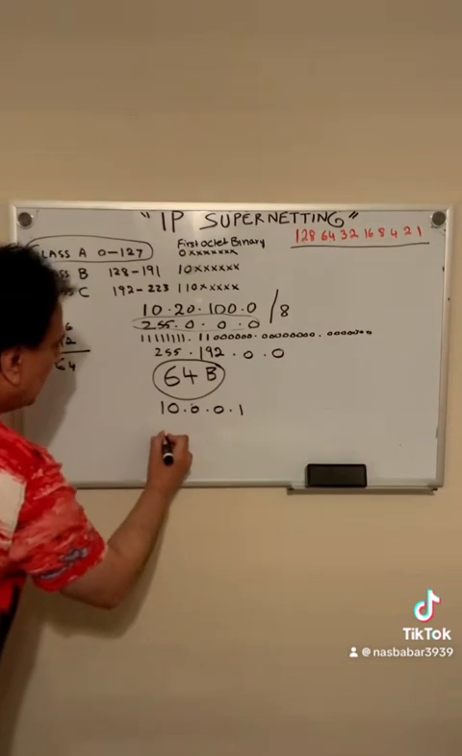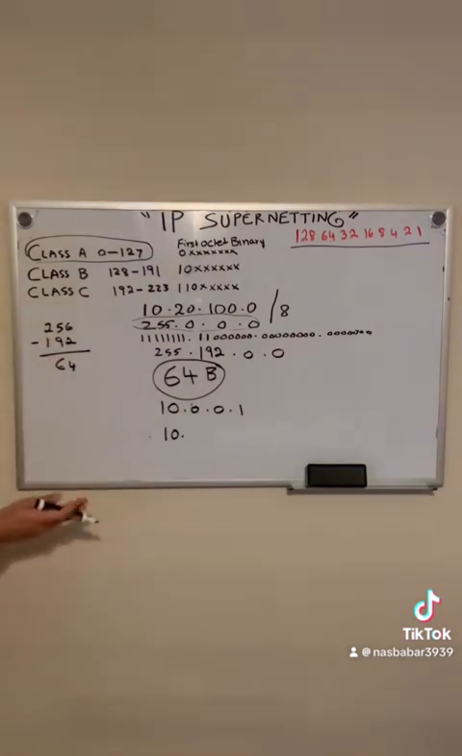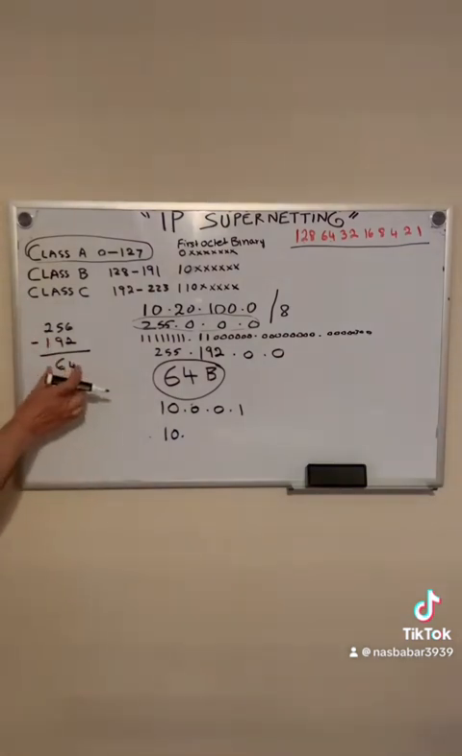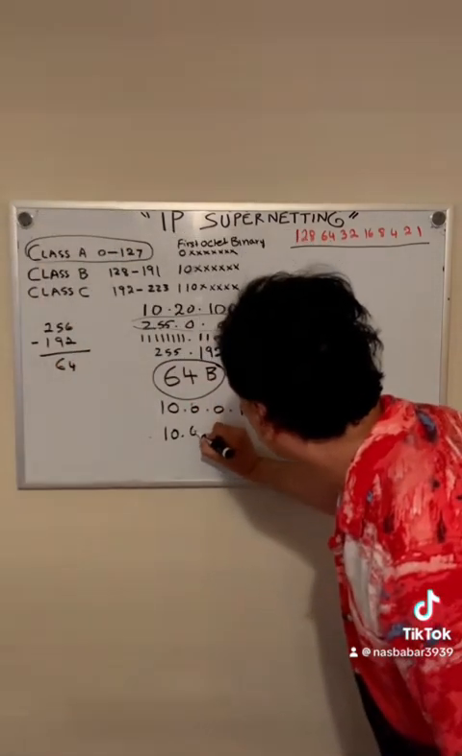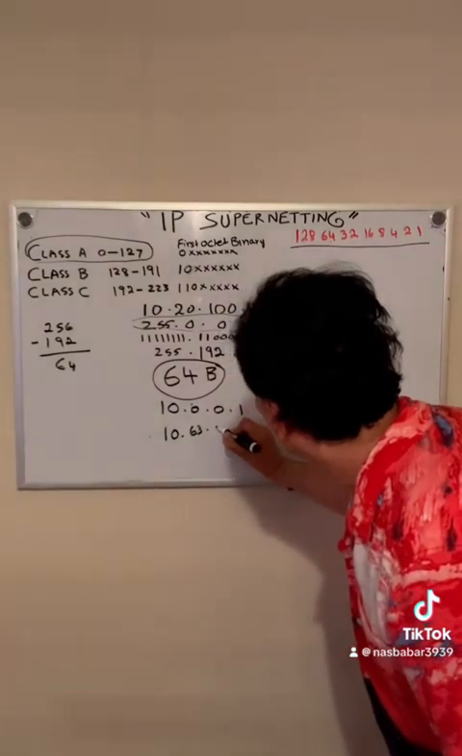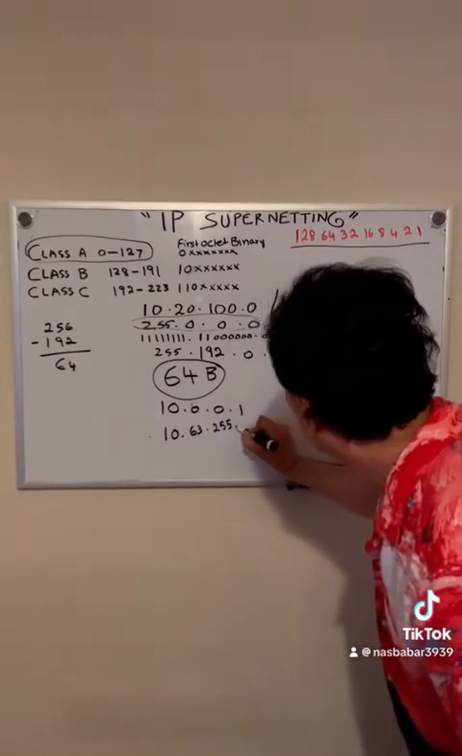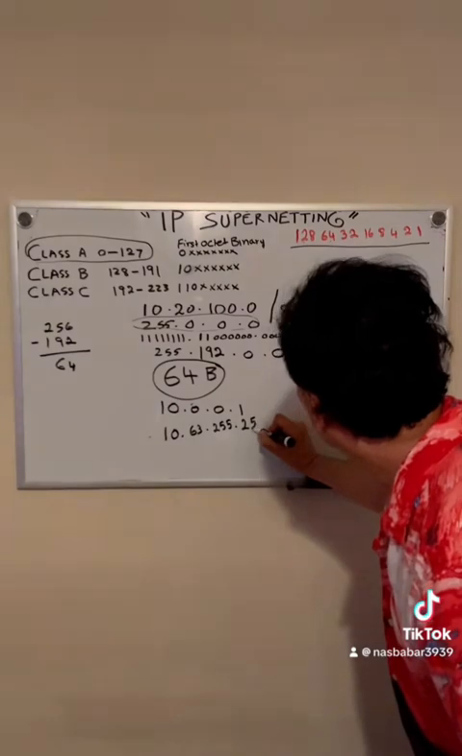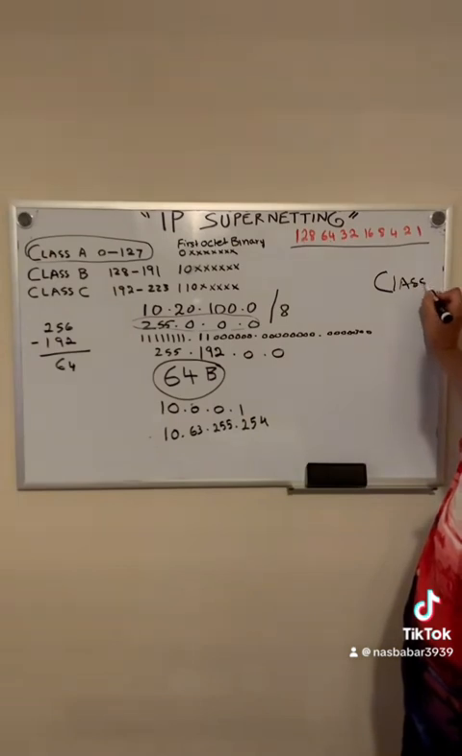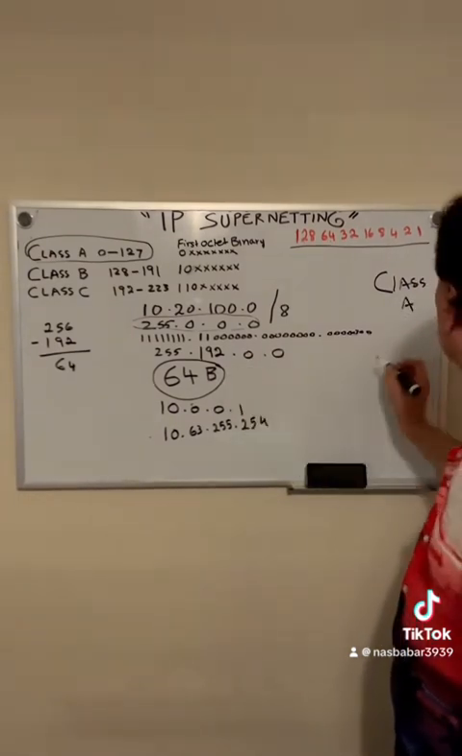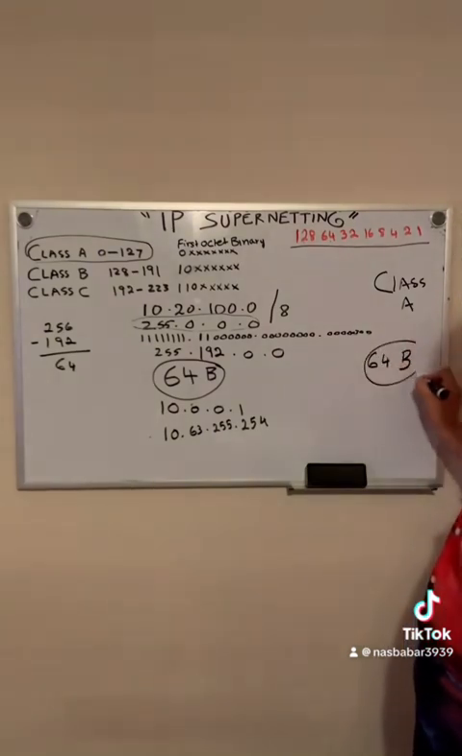10 dot, the range is 0 to 64. So I have to have 64 supernets in there. If you look in here, this is going to be 63 last. This is going to be 255, and this is going to be 254. So this is a classic class A, and we got 64 class B supernets from this.